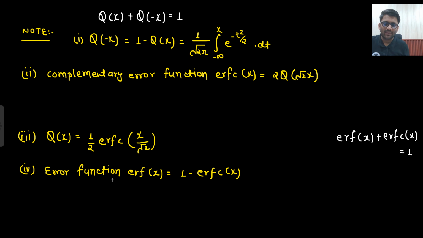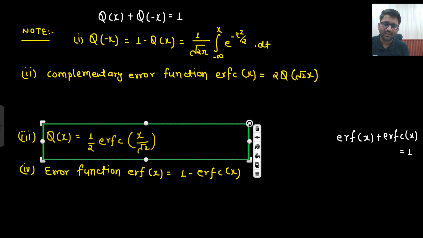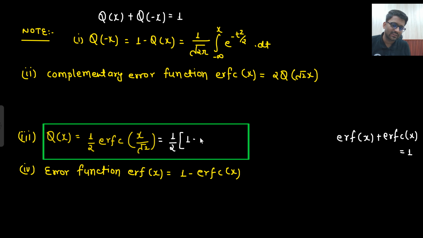So the second thing I am asking you to remember is how your Q of x and error function of x are interrelated. Will you be able to remember? Surely you will. And similarly, if I need to relate this with the error function, 1 by 2 is outside. So complementary error function of x is equal to 1 minus error function of x. This is how it can be related, because the addition of both of them is equal to 1. This is what you can remember.